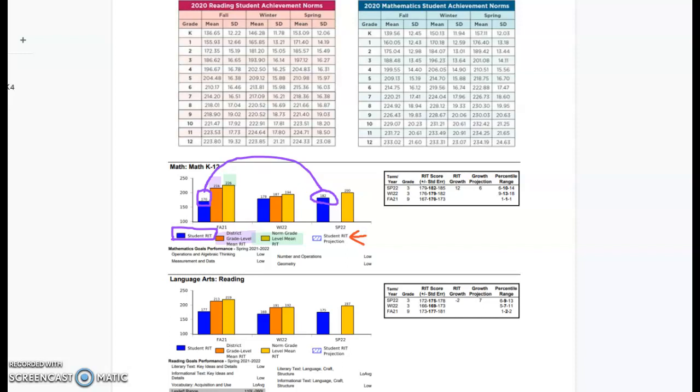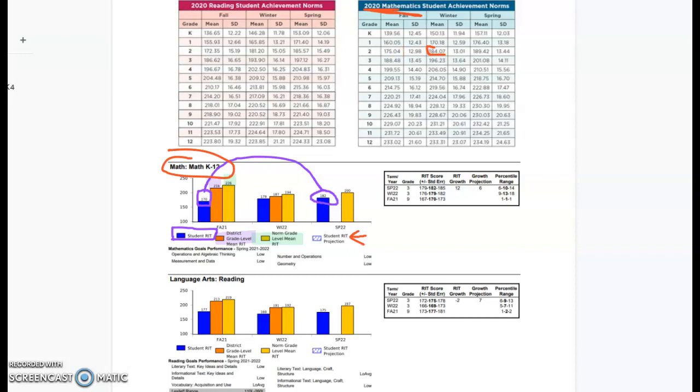Another way to figure out, well, what does that 182 mean? Well, let's look up here. And we are in math, so we're going to look at the math norm sheet. See math? And we're looking for 182. There is not a 182. There's a 175, and there's a 184. We're going to go with 184 because that is closer to 182.